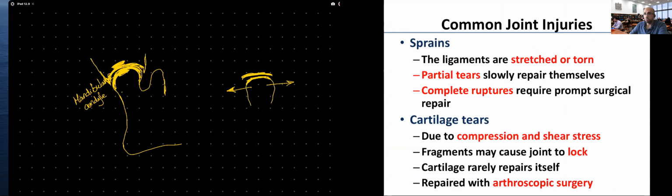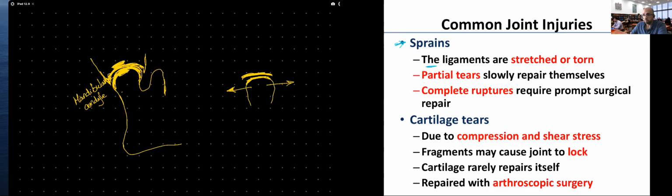All right, moving on to the common joint injuries. The first type of joint injury that we're looking at today is going to be the sprains. The sprains are the name given to stretched or torn ligaments.